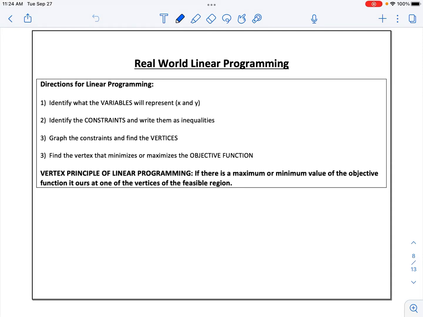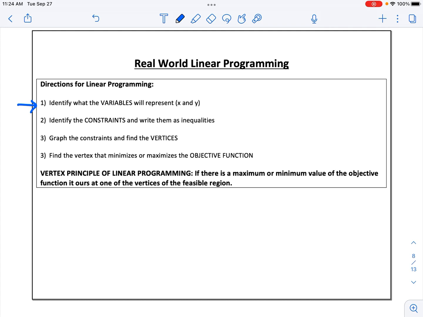So far in 2.4, we've learned the basics of linear programming. So what we're going to do now is actually apply linear programming to real-world problems. This usually has to do with finding the maximum or minimum profit or cost for a certain situation. The first step is to identify the variables that will represent x and y. I pretty much always use x and y to represent the two different aspects.